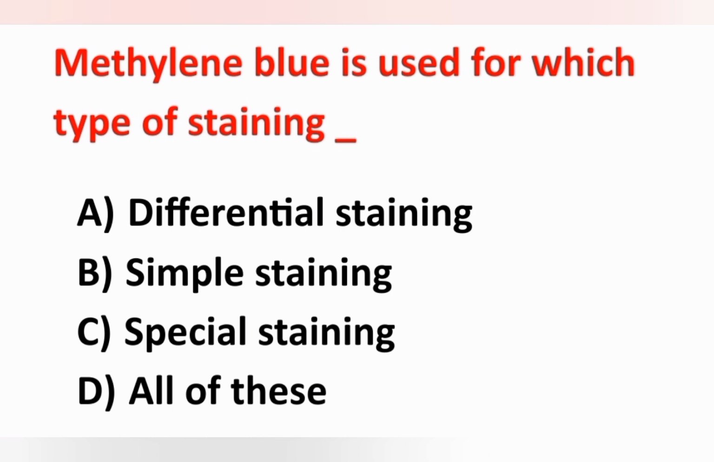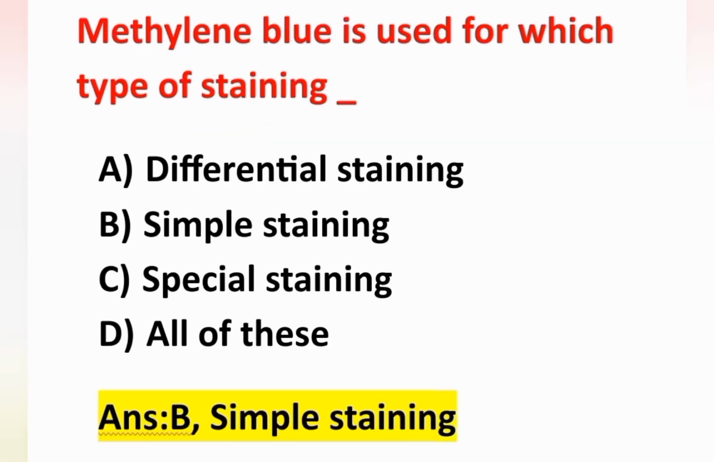And the next question, methylene blue is used for which type of staining? And options: option A differential staining, option B simple staining, option C special staining, and option D all of this. Correct answer is option B simple staining. Methylene blue is used in simple staining.